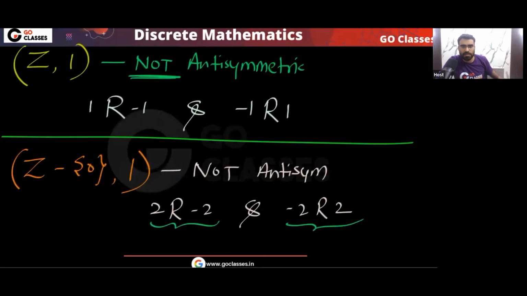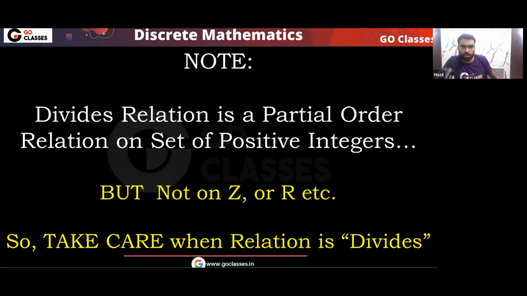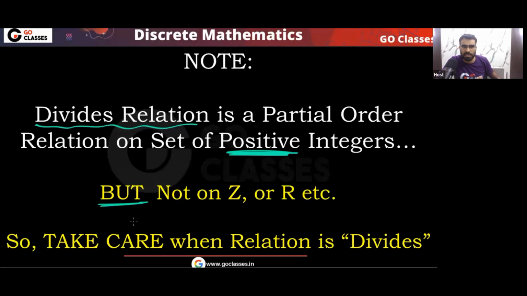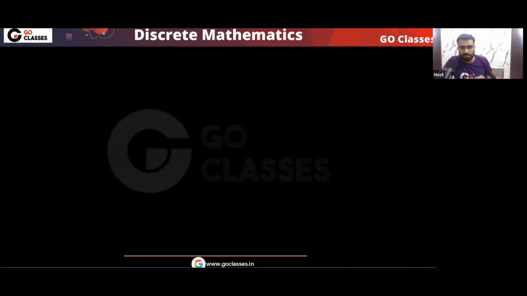So finally, this is the note that you should take care of when the relation is divides. Is this clear? Let me know. When the relation is the divides relation, then you should take care. Because remember, this divides relation is a partial order relation on the set of natural numbers, on the set of positive integers. Yes, this is a partial order relation, but remember, not on integers or real numbers. Is this clear? So take care when the relation is the divides relation.